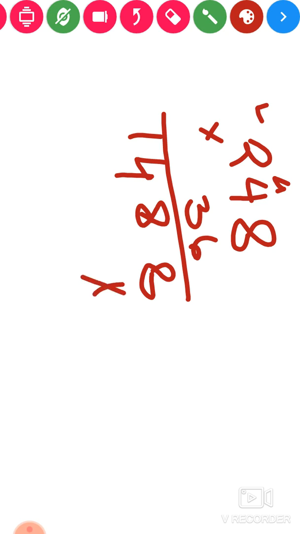Below 8, put a cross. Now 3 8s are 24. Put 2 here. 4 3s are 12. 12 plus 2, 14. Put 1 here. 3 2s are 6, 1, 7.